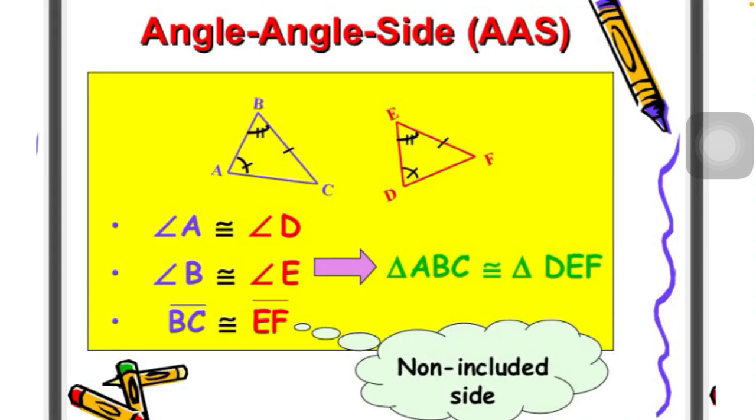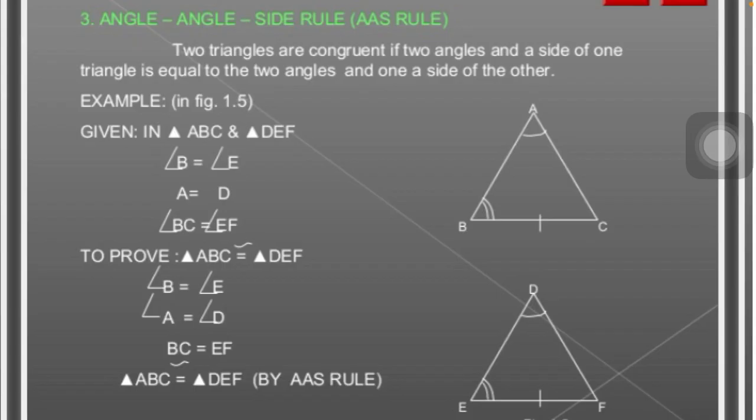So you have to check whether the side is included in the two angles or not. If it is included, you will write ASA rule. If it is not included, you will write AAS rule. So you have to see carefully. Then how can you write it? So I have two figures here where two angles are given. Angle A equals to angle D, angle B equals to angle E, and one side is also given, that is BC and EF. So I will write like this.